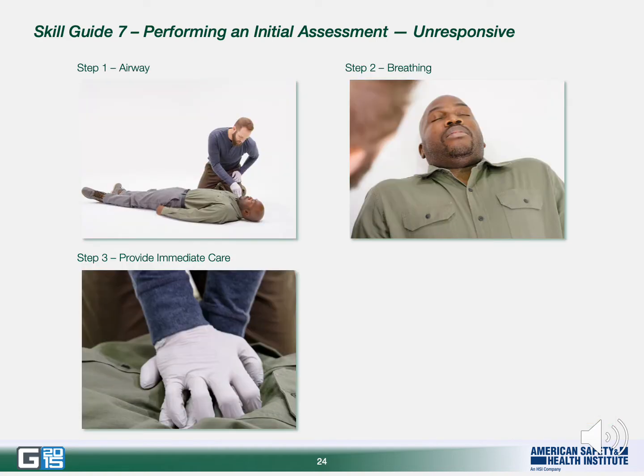Okay, so here they're just recapping. You do your initial assessment, you're tapping and calling out to them, "Are you all right?" You place them flat on their back, face up, on a firm surface, and then you're going to provide chest compressions and rescue breaths unless they regain their ability to breathe.